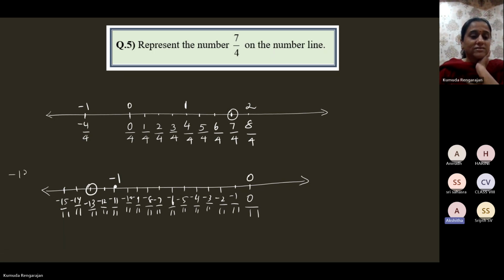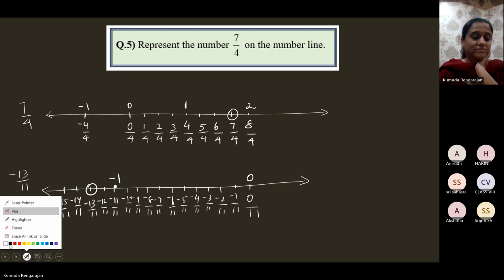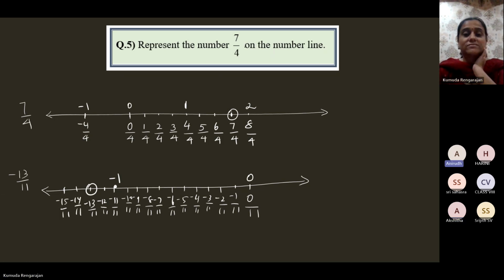So both are questions, right? 7 by 4 and minus 13 by 11. Can we put like A and B? Represent the numbers 7 by 4 and minus 13 by 11 on the number line. On the number line, meaning on different number lines.